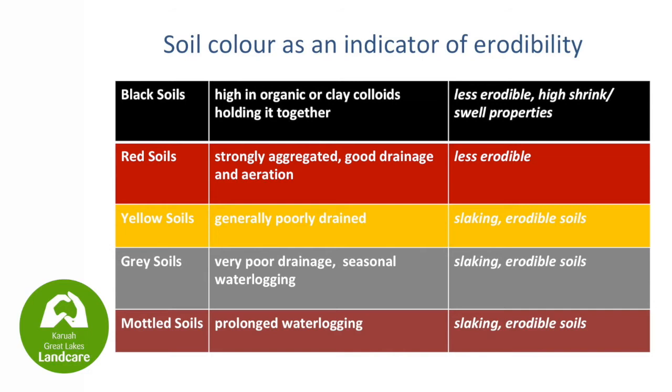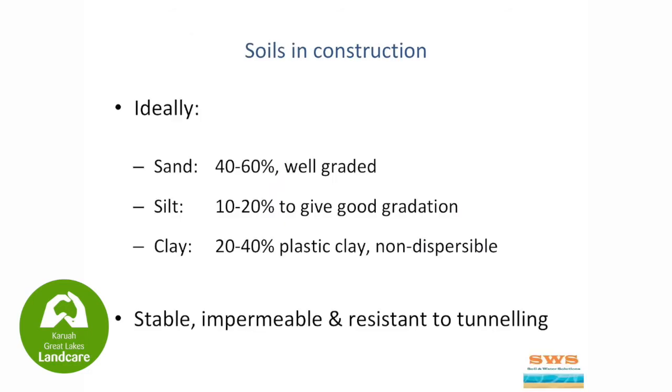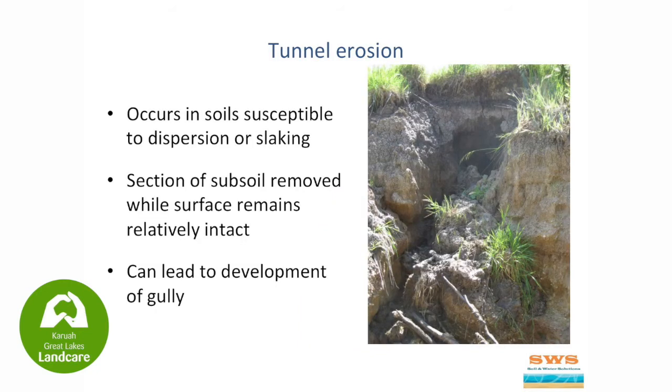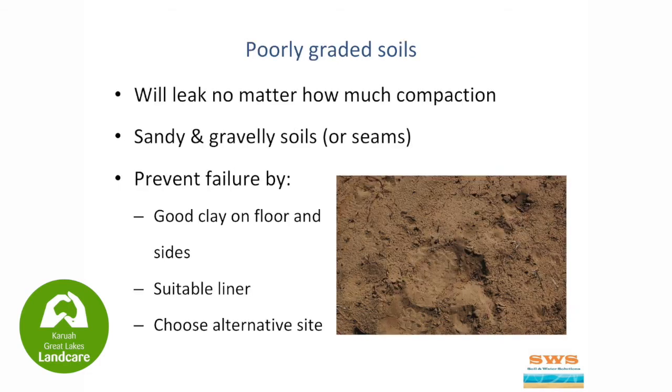So as soon as you start to highlight a grey or a yellowy soil during that preliminary work, that can be a bit of a trigger to look at, maybe I need to do a little bit more work, as far as looking at an ameliorant like gypsum, or a plastic liner, or a different construction technique to make that work. So soil colour is a really good indicator, and within the talk that accompanies this, there are some nice photos that show the different types of soils and their erodibility, and also some techniques that you can use to help them work better in our dam construction.